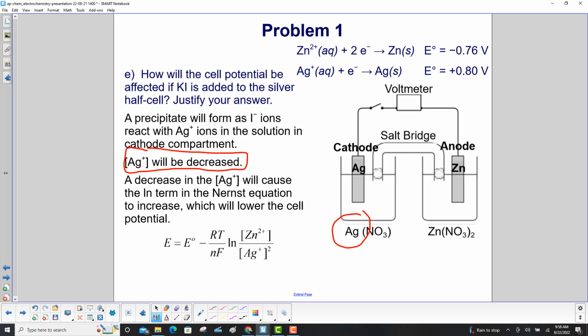A decrease in the concentration of silver, down here, here's our Nernst equation, will cause the Ln term, this whole term here, to increase. That will lower the cell potential, because of this negative sign right here. Lower the cell potential.